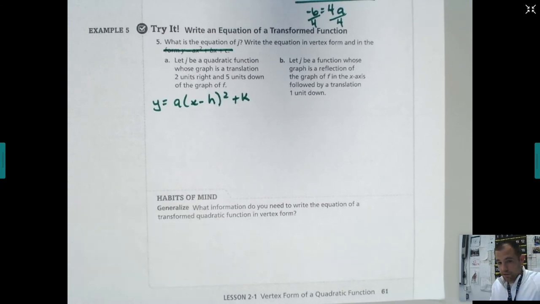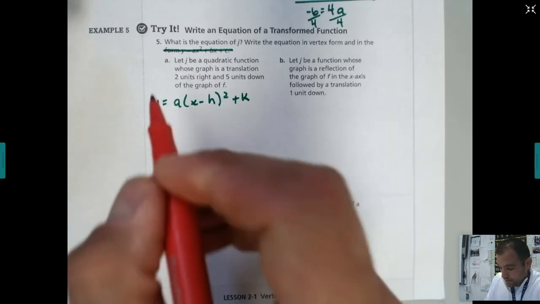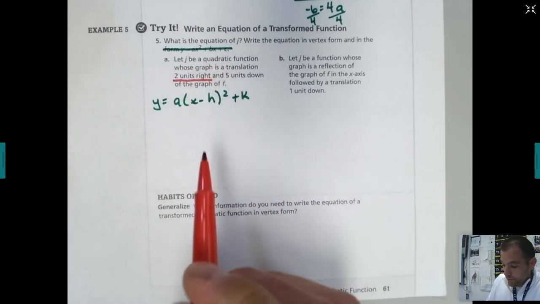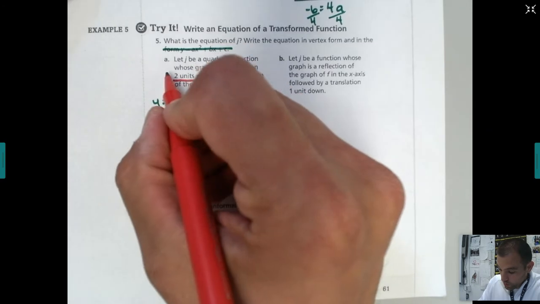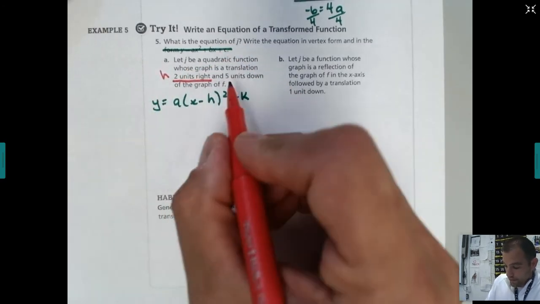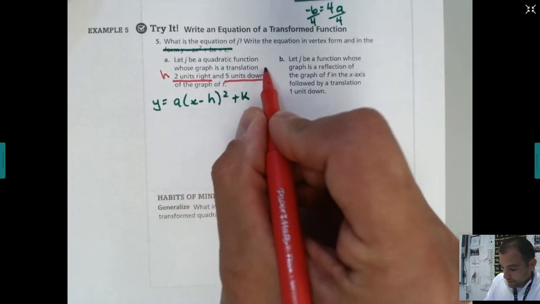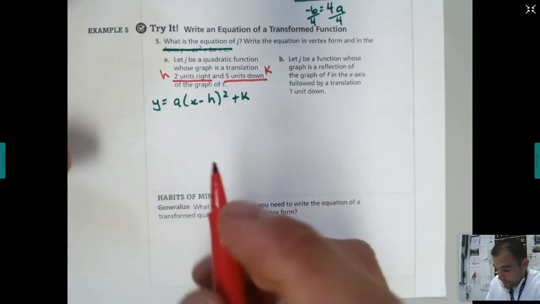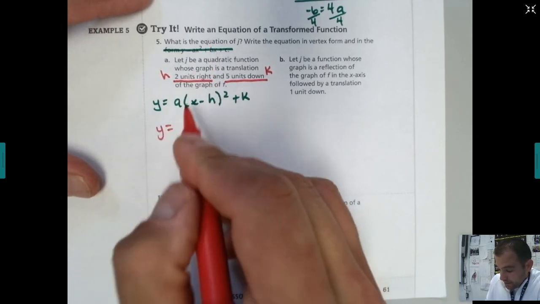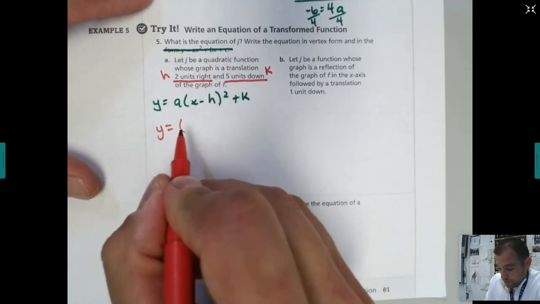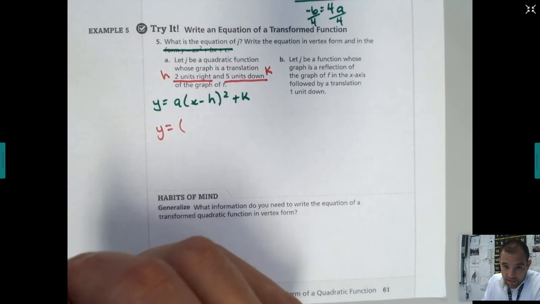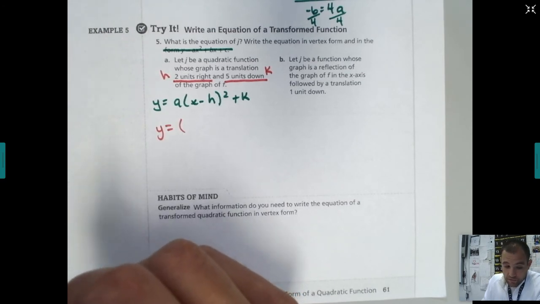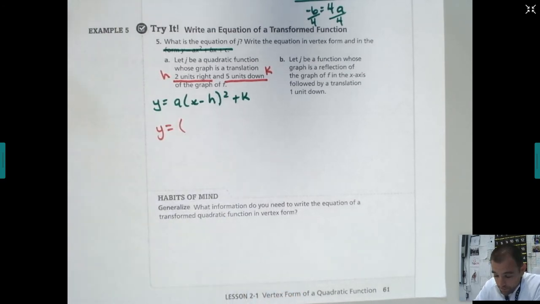Okay, so first things first. It told us that it moved 2 to the right. Remember, the thing that moves it to the right is always H. It said it moved 5 down. The letter that moves it down is K. So we know what H and K are. So y equals, they didn't tell us anything about A, so we're just not going to worry about it. Right? A is positive. It didn't say it was reflected. Since it's not reflected, it just stays A.